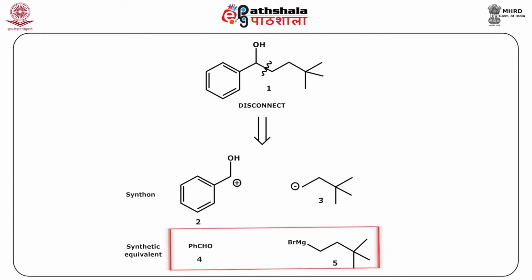So, the corresponding reagents are those that give us those corresponding positive or negative polarities of the synthon. Let us look at this case again. This is very important to make you understand. The cleavage of the compound 1 between C2 and C3 gave rise to the synthons second and third, and these can be generated from the synthetic equivalents 4 and 5 respectively.